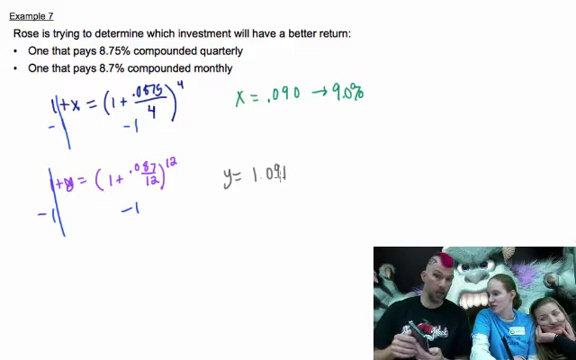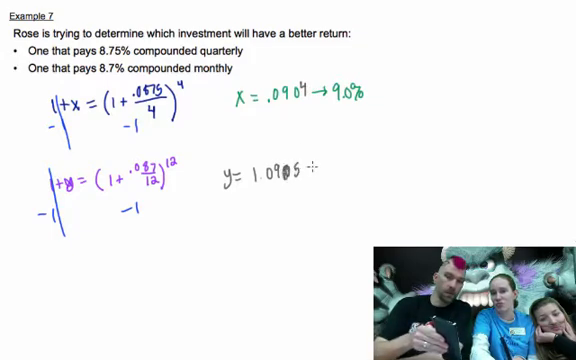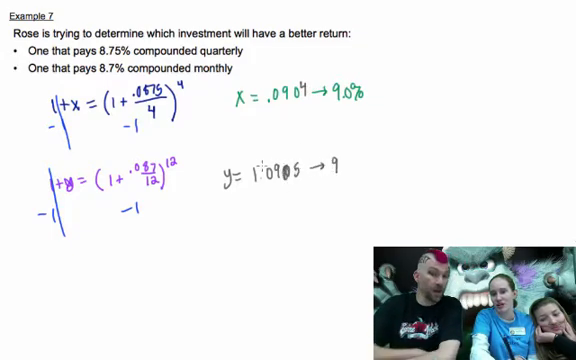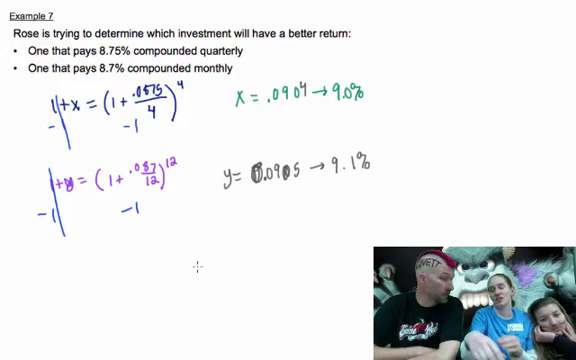1.091. So the first one had a 4 right here. This one has 0.5. So that is super close. But if I am looking for an investment, because I then subtracted 1, I'm going to go with the one that's compounded monthly, even though it earns a little bit less interest. Yes, exactly. So, interesting problem there.